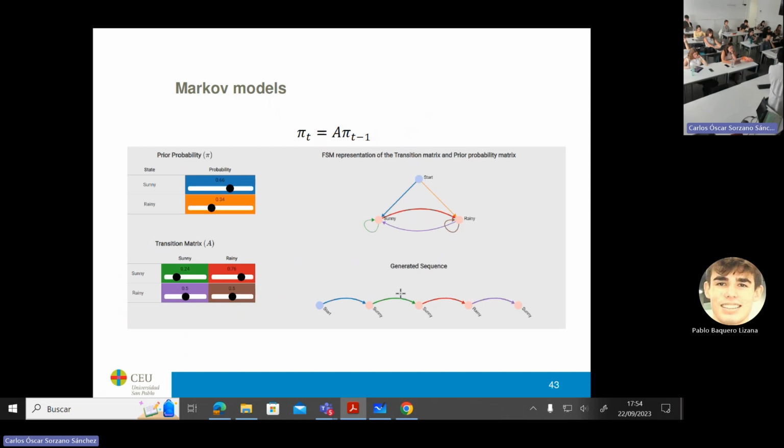Here there are two important elements. The first one is the prior probability, that is this one. That is the probability of being in any one of these states independent of time. So if you take very, very long sequences, which are the probabilities of each one of those two states. And the other one is the transition matrix. So the transition matrix is this one. If today we have a sunny state, what is the probability of tomorrow having a sunny state, and so on.